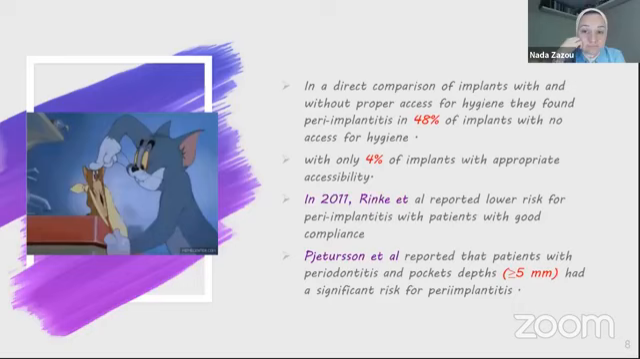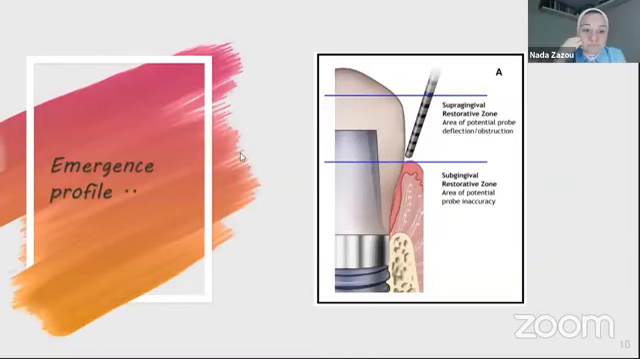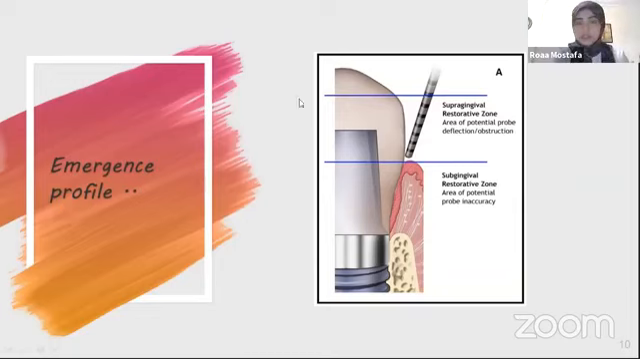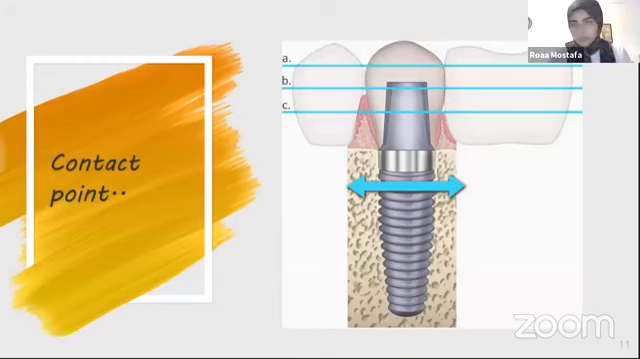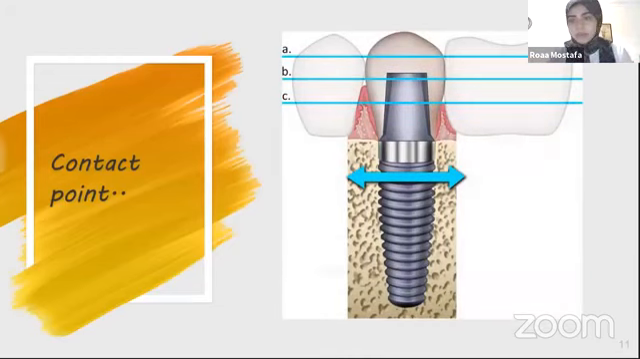Going back to the prosthetic design. Okay, here is the prosthetic design. First of all, I want the prosthetic design to have a good emergence profile, meaning that the supragingival restorative zone and the subgingival restorative zone shouldn't be over-contoured, should allow the periodontal probe to not have any deflection or deviation during the measurement of the probing depth, during seeing if there is bleeding on probing or not. Second of all, the restoration should have a good contact point, and the contact point is affected by multiple factors.